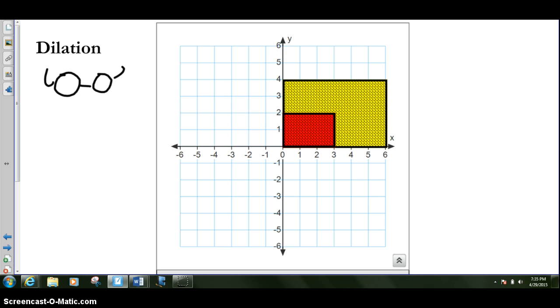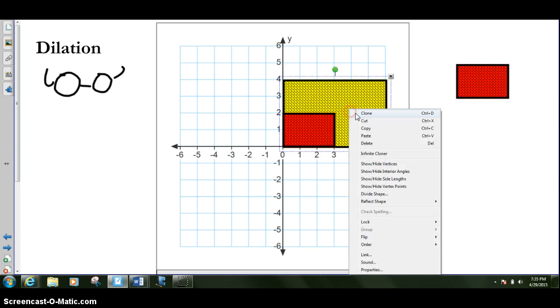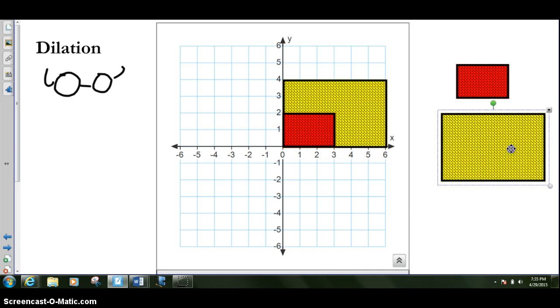So this also happens in mathematics, a dilation. We can change the scale of a shape. In this example, we have two rectangles. We have a red rectangle and we have a yellow rectangle. We say that the yellow rectangle is a dilation of the red rectangle. We have changed the red rectangle in order to make an image of the yellow rectangle.